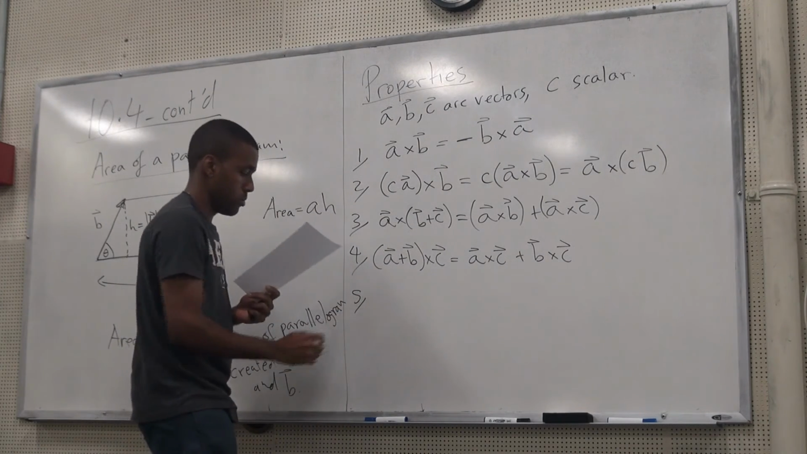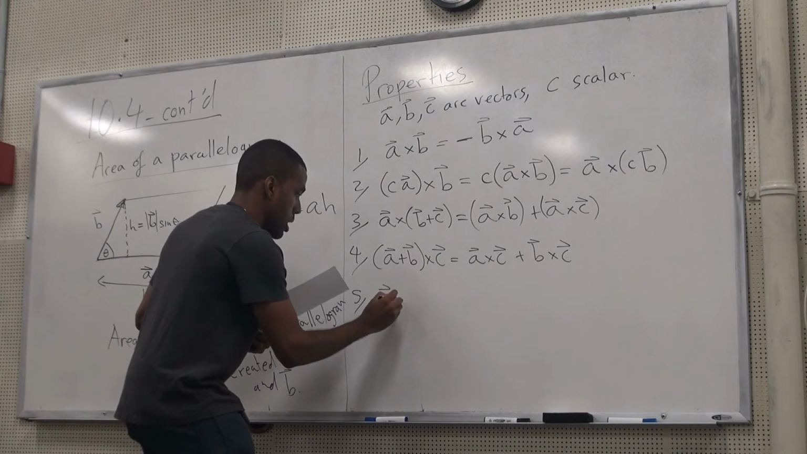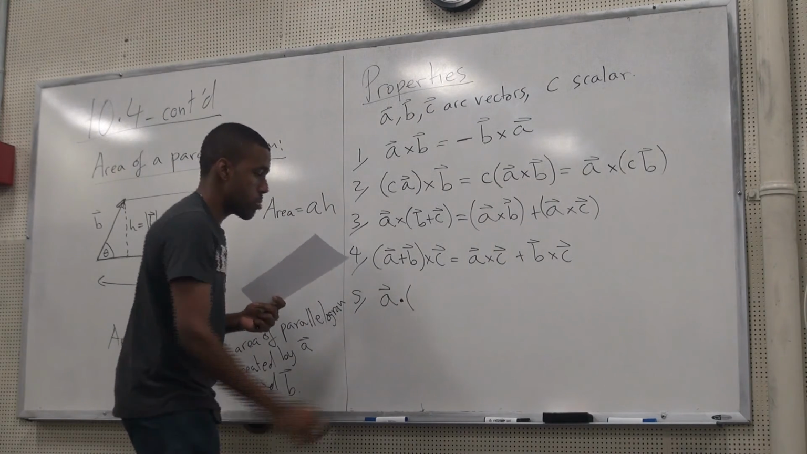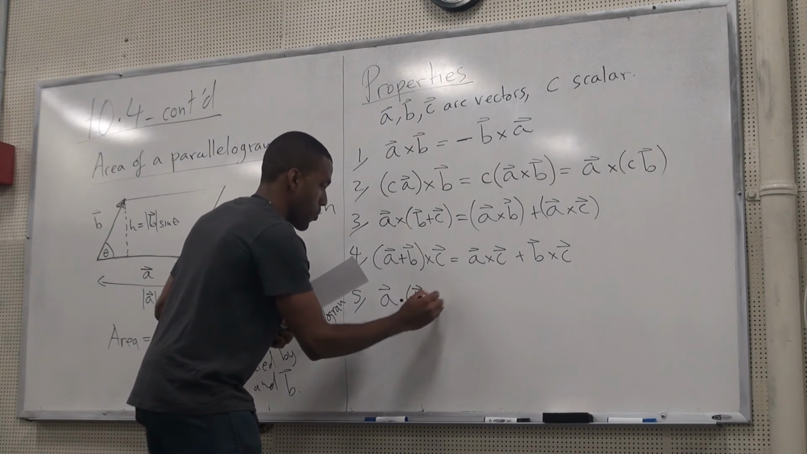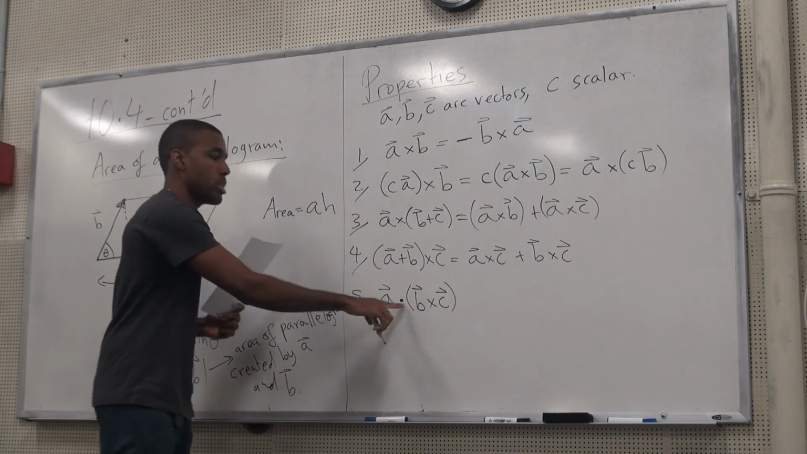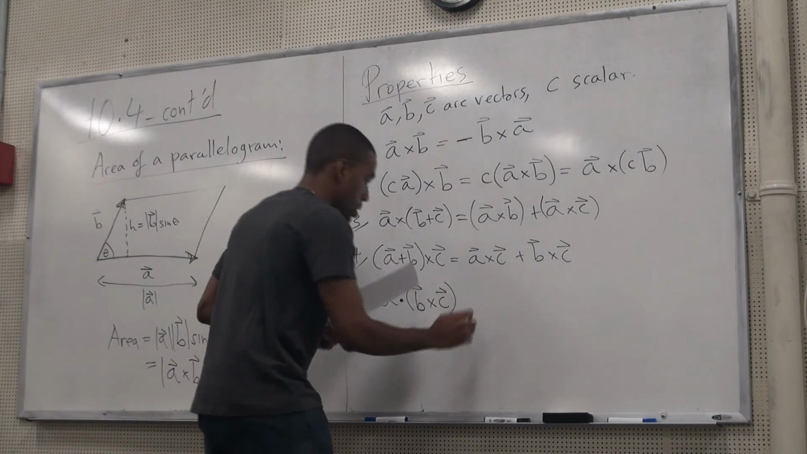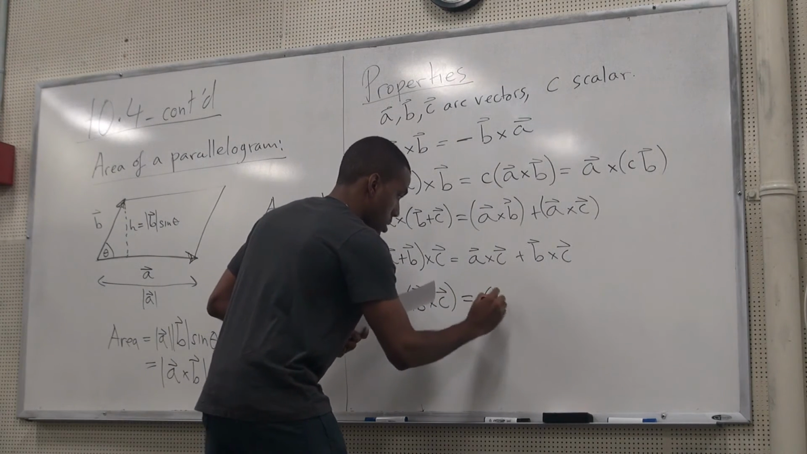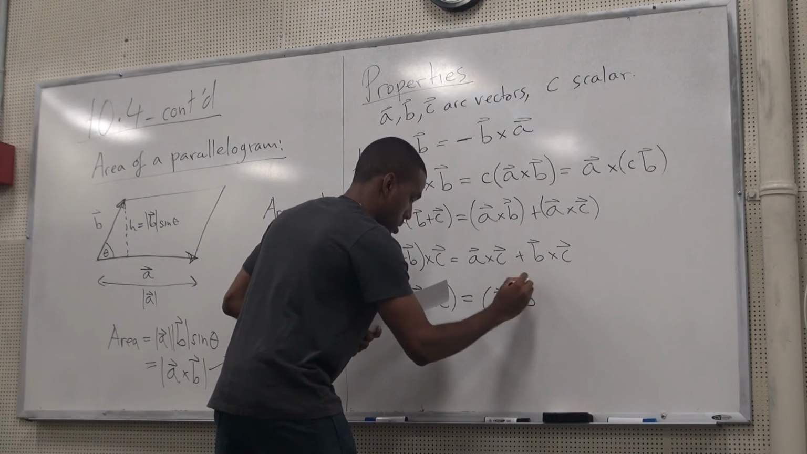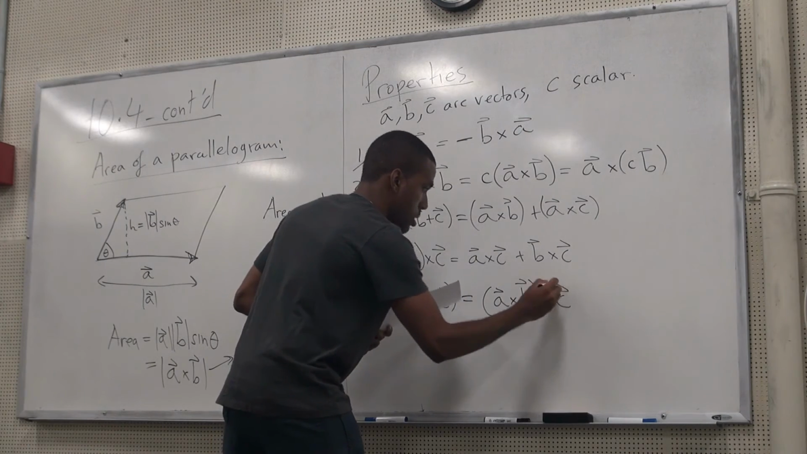5. I can mix a dot product and a cross product. Right, so this is a dot product, this vector dot product with the cross product of two vectors. It's actually A cross B dot C.